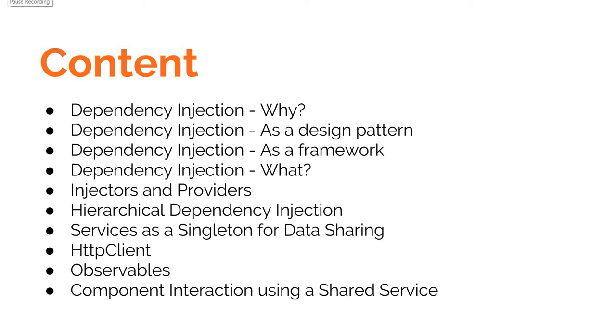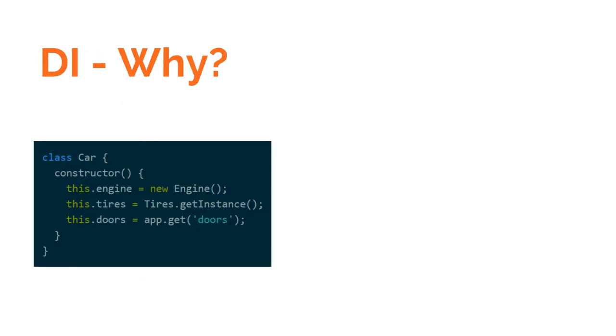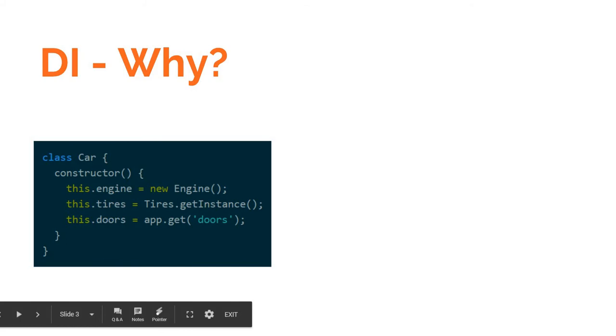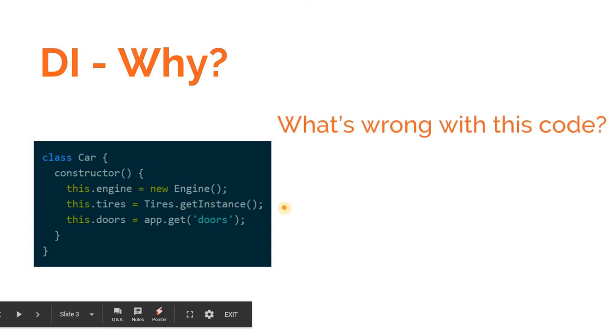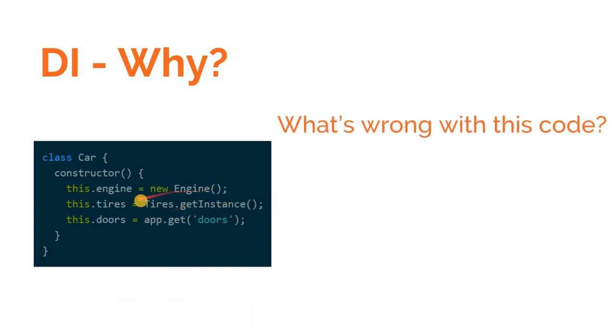So in this section we'll talk about why we need dependency injection. Okay, so let's first see this piece of code right here. Let's figure out what exactly is wrong with this piece of code. Well, if I see this code, I can say that this code is very tightly coupled on these dependency classes.